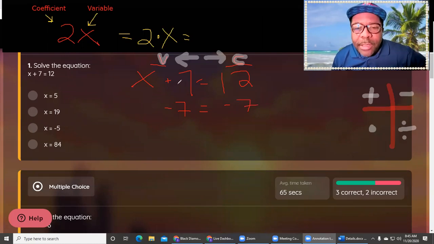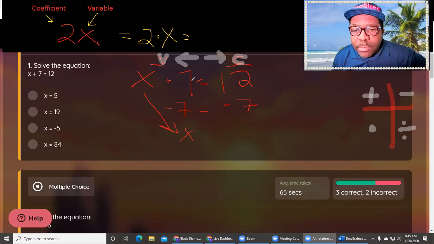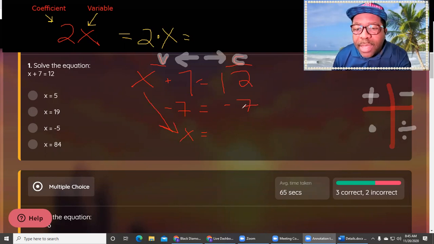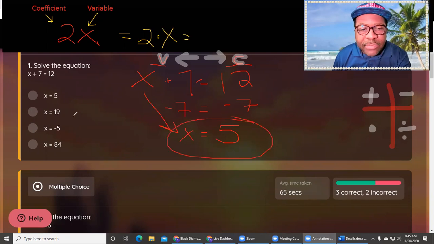Okay. All right. So look, positive 7 minus 7. If you had $7 and you lost it, now you have 0. So all we have to do is bring down our x, because positive 7 minus 7 is going to be 0. Hopefully you're not broke as a joke like that, but it happens. I've been there. 12 minus 7 is 5. If I had 12 and I subtracted 7, it's going to give me 5. So now I know that x is 5. And so x is 5 would have been the correct answer.